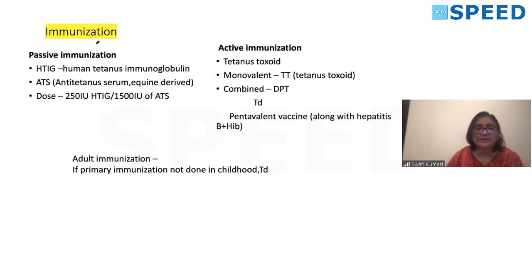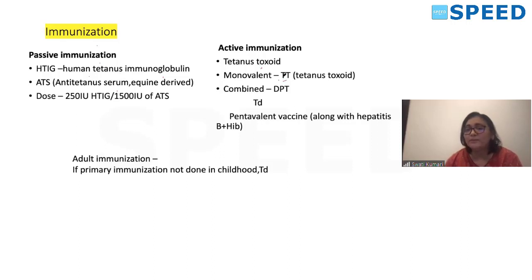What are primary immunization, passive and active immunization? In an emergency condition, when you need to immunize, you will do passive immunization. You can give human tetanus immunoglobulin or anti-tetanus serum, which we derive from horse. These two can be used for passive immunization. Then you have active immunization, that is tetanus toxoid.